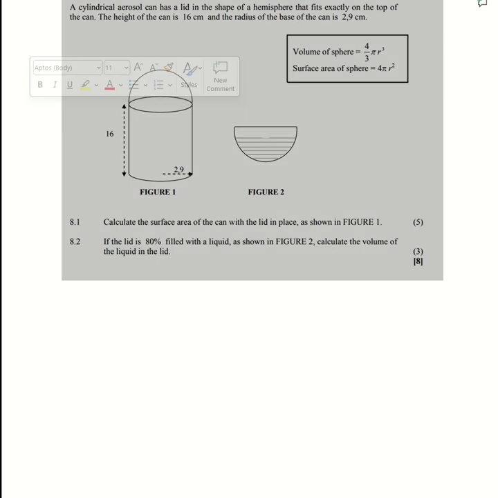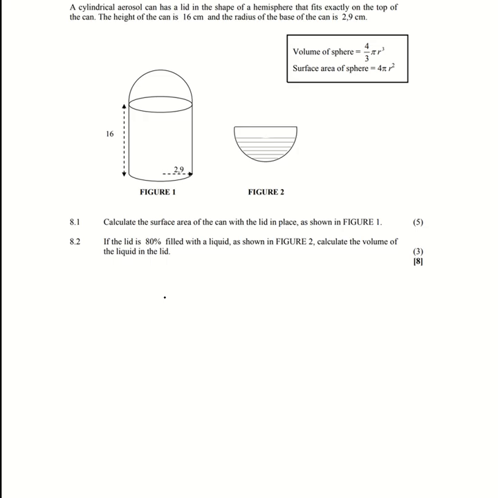Okay, let's look at this question. The question says a cylindrical aerosol can has a lid in the shape of a hemisphere that fits exactly on top of the can. That means they sit exactly, so they share the same diameter.